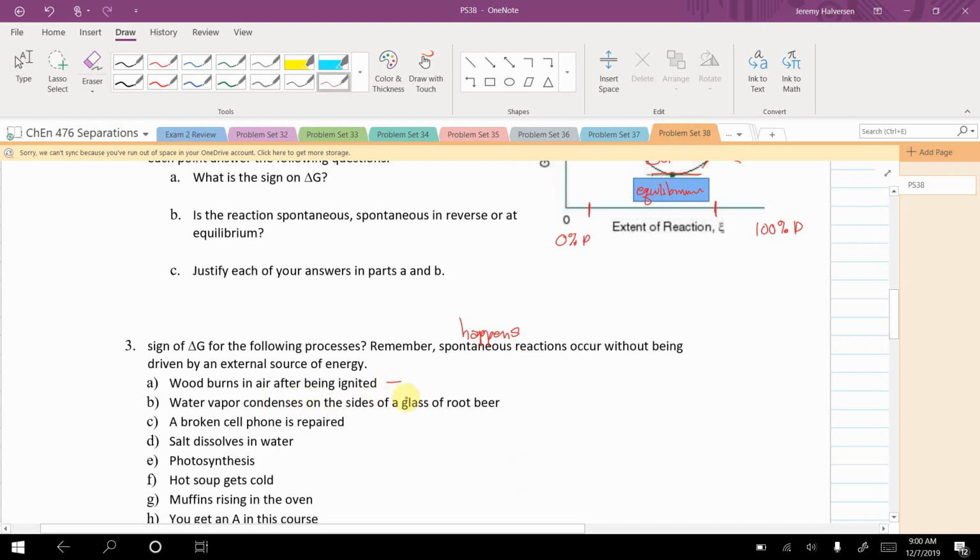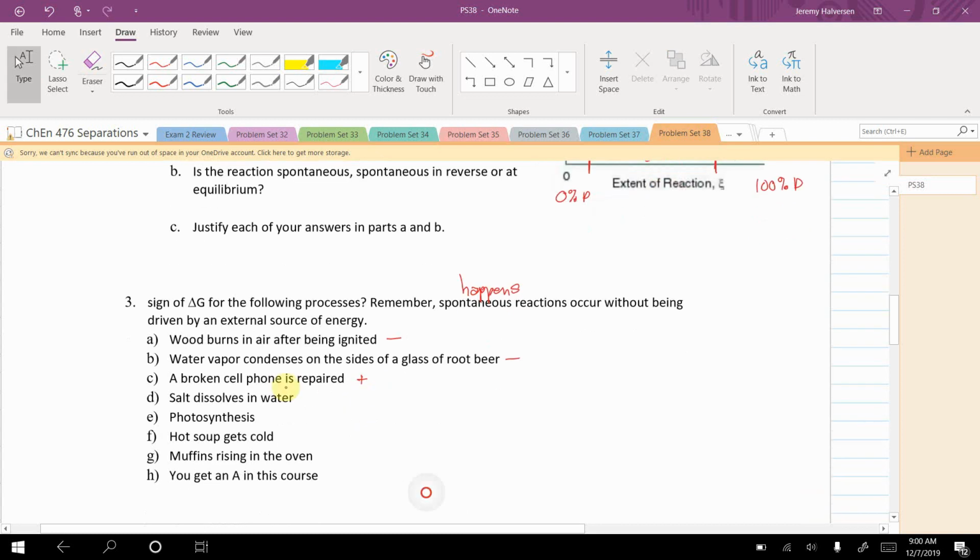Water vapor condenses on sides of a glass of root beer. Yes, that happens. Right? A broken cell phone is repaired. Does that just happen? No, it doesn't happen. So that's non-spontaneous, so it's positive. Salt dissolves in water. Yes, that happens. So that's going to be negative.